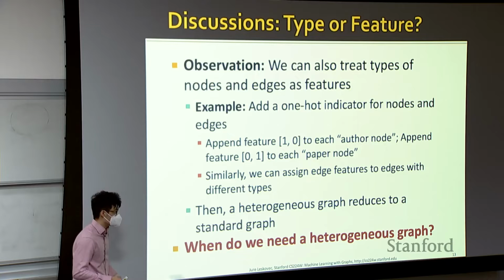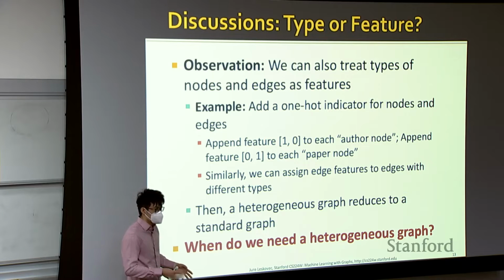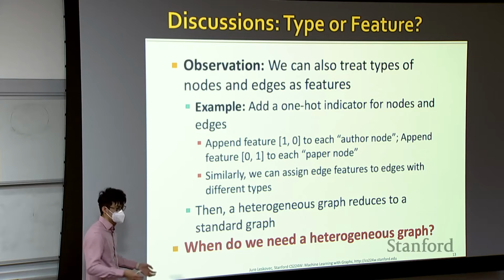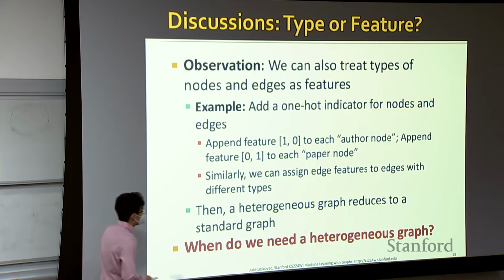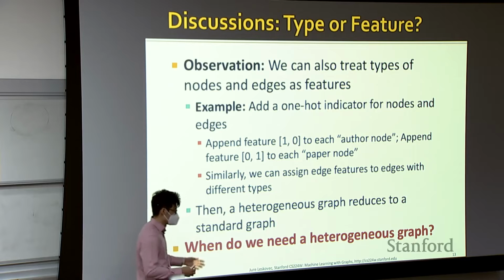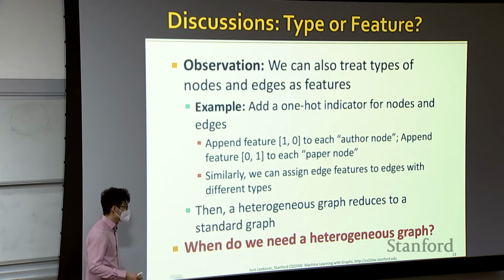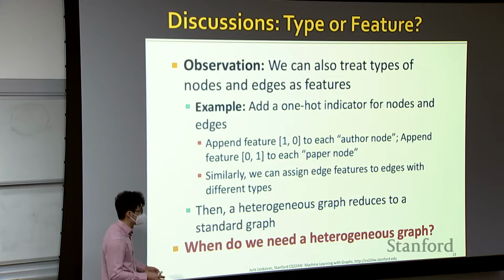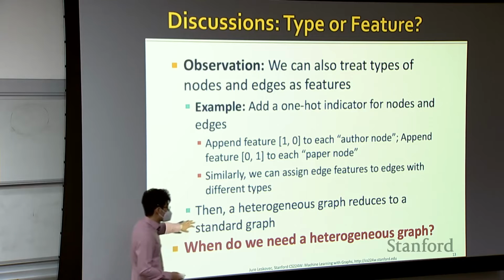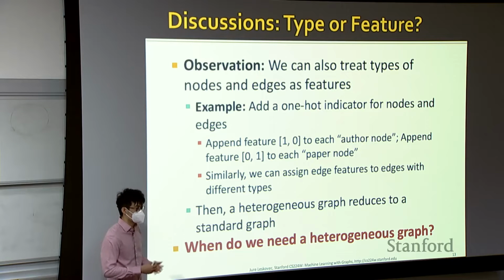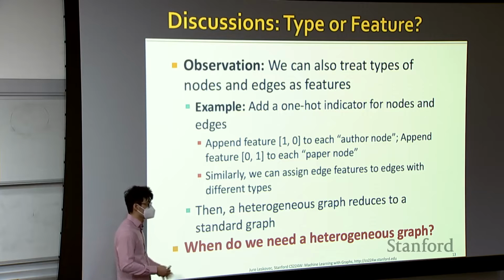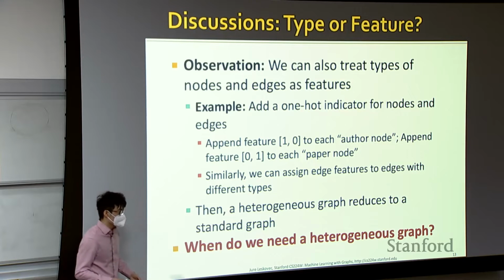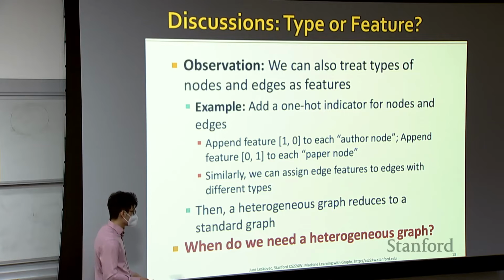So in this case, you no longer need to directly represent the type information, but instead we can just use them as additional features. And similarly, suppose we have edge types, we can also treat edge types as edge features, and then consider learning from the edges with additional edge features. Under this perspective, we essentially reduce a heterogeneous graph into a standard, or so-called homogeneous graph, that we have discussed in multiple lectures before. So are there cases when we really need a heterogeneous graph?